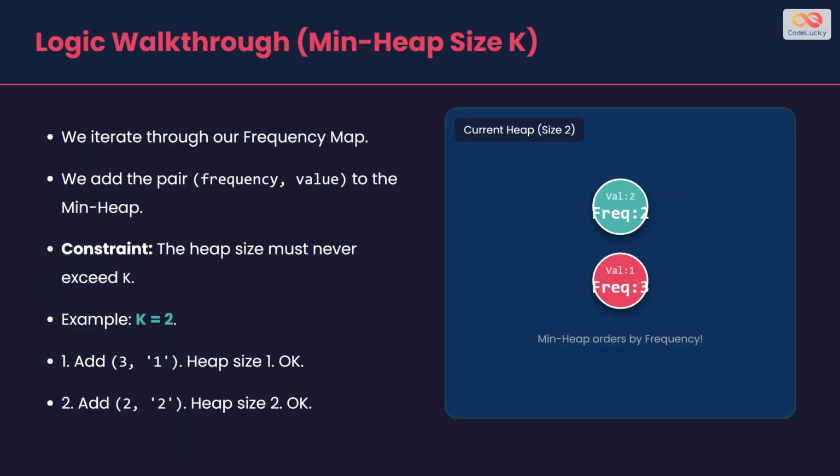Here is how the min heap works. We iterate through our map entries. We add each pair of number and frequency to the heap. The heap organizes itself based on frequency, with the smallest frequency at the top, or root.